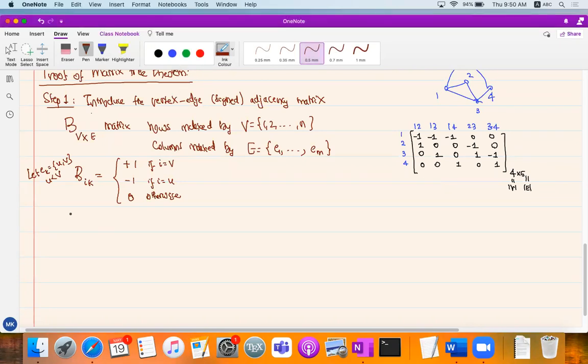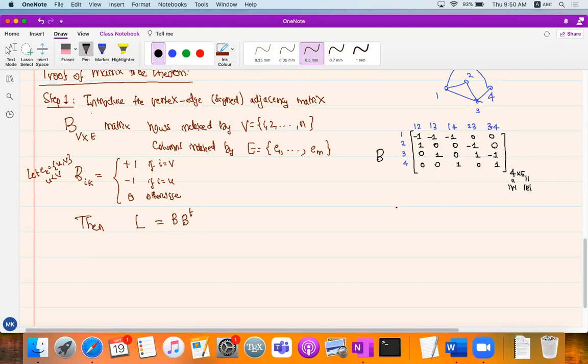So the main point for us is that L is B times B transpose. B is V cross E and B transpose will be E cross V, so the product will be a V cross V matrix. Now, why is that true? Well, let's first see the diagonal entries. What do you get on the diagonal entries when you do B times B transpose? Let's just do it in this example. I think the general case will be clear.